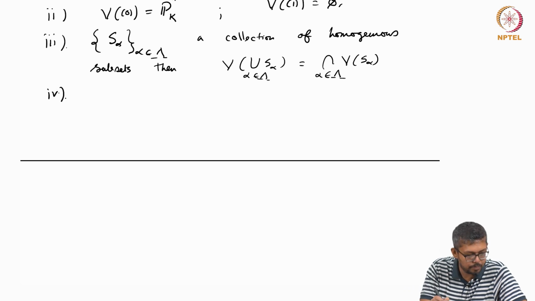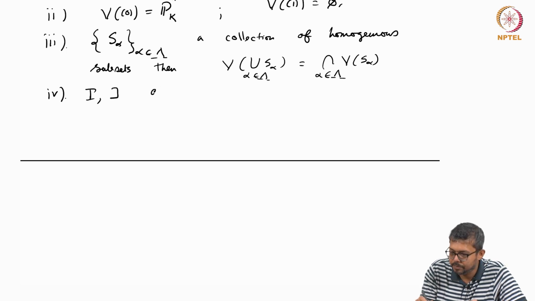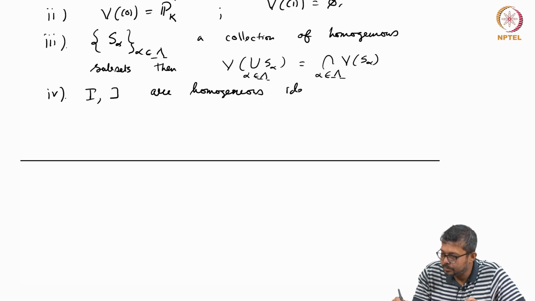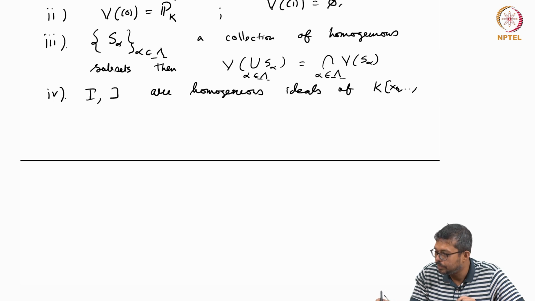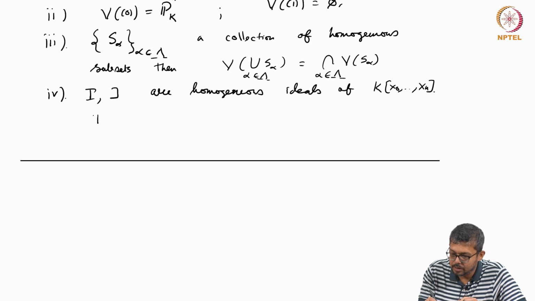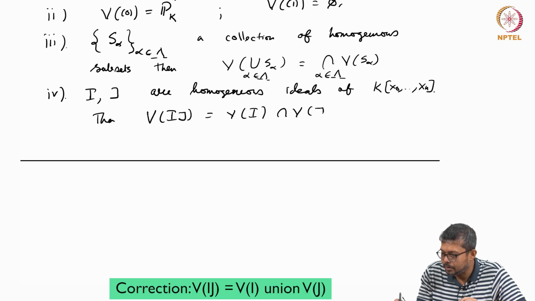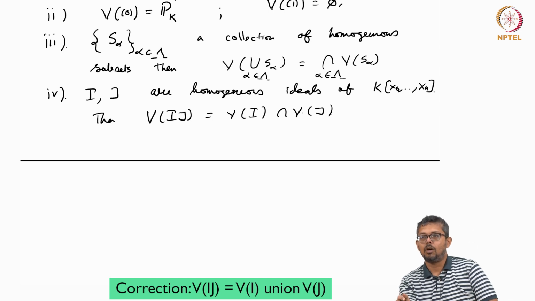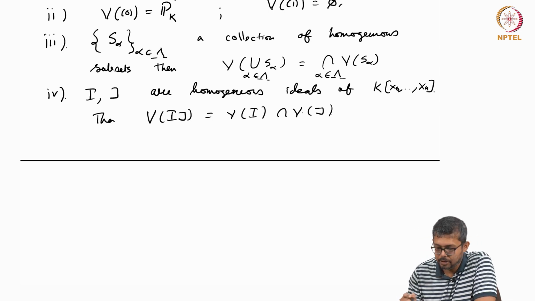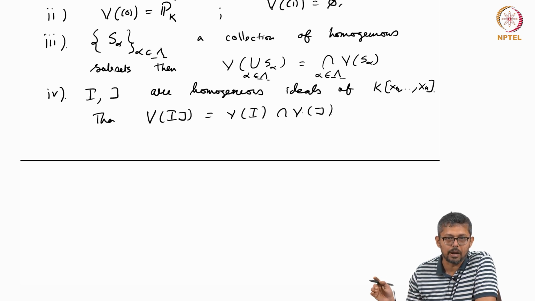And if Ij are homogeneous ideals of K x naught to x n, then V of the sum of Ij is the intersection of V of Ij. And V of I intersection J is not always V of I times J, unless they are coprime. You know that, right?